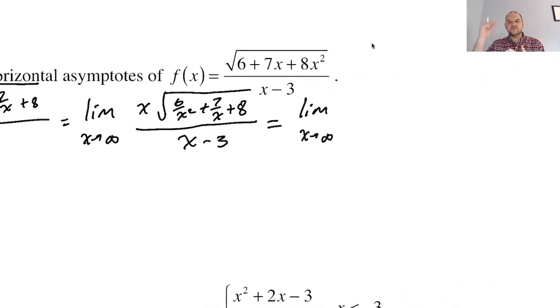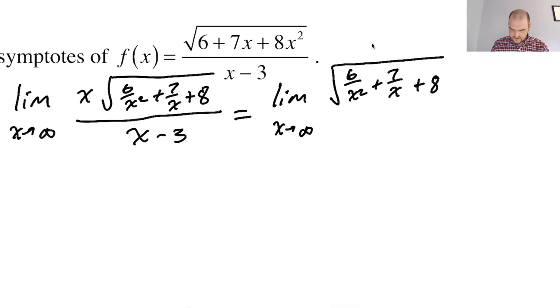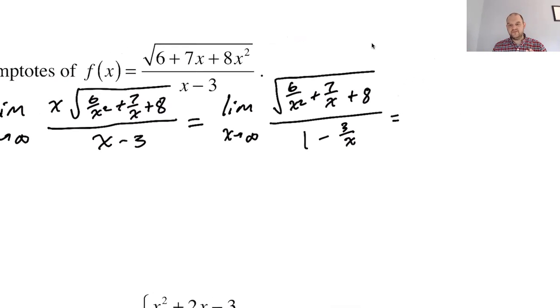Why would you ever choose to do b over a in that scenario? I don't really know. But I'm going to do x divided by x is 1, so I just end up with this radical. 6 over x squared plus 7 over x plus 8 over 1 minus 3 over x. I see a lot of zeros here, because I'm taking the limit to infinity. So I actually am just going to end up with the square root of 8.